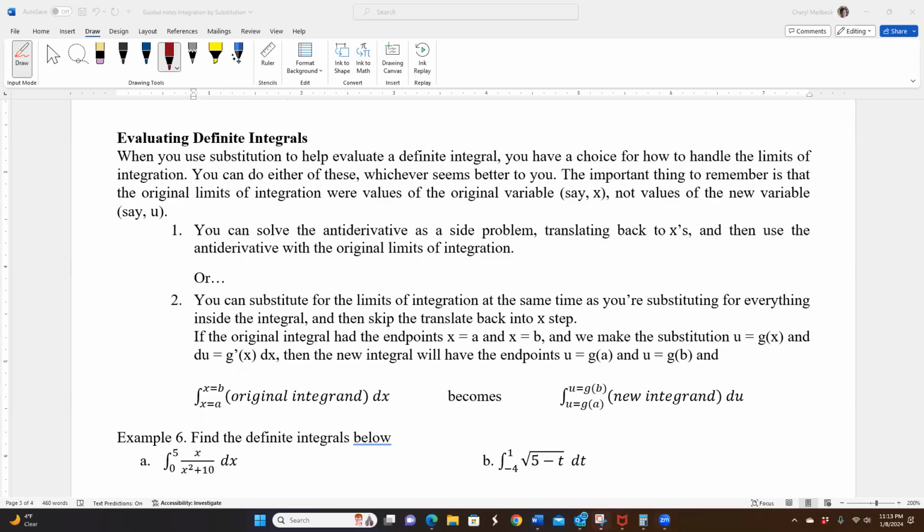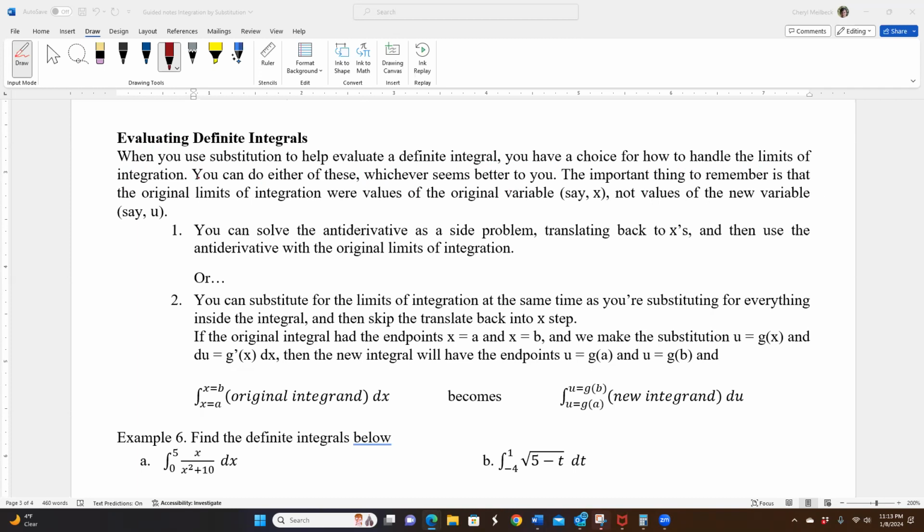In this video, we are going to look at the second part of integration by substitution as we look at definite integrals. So there are two ways to integrate definite integrals. One, well, let's read this. When you use substitution to help evaluate a definite integral, you have a choice for how to handle the limits of integration. You can either do one of these, whichever is better for you.